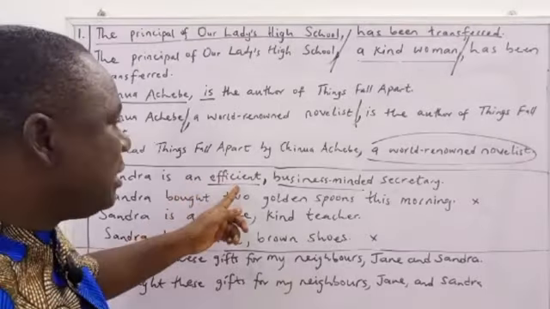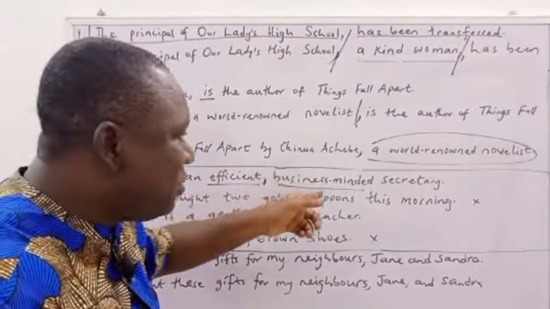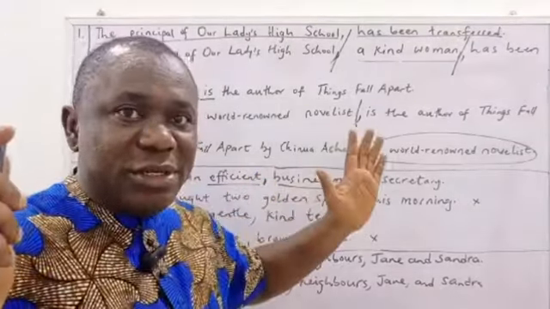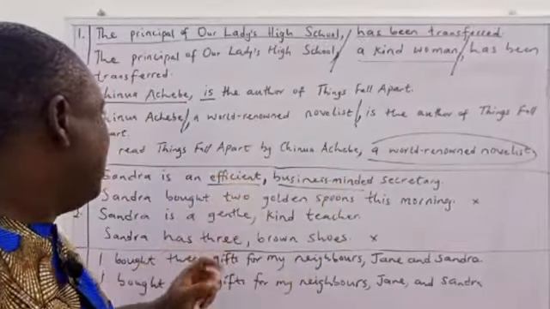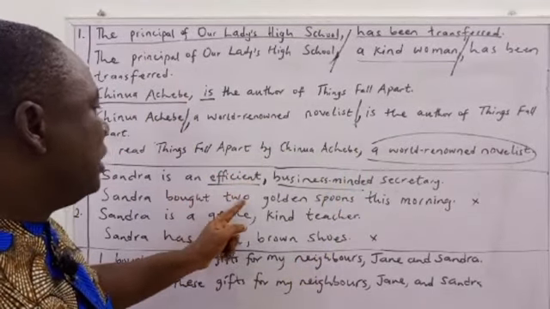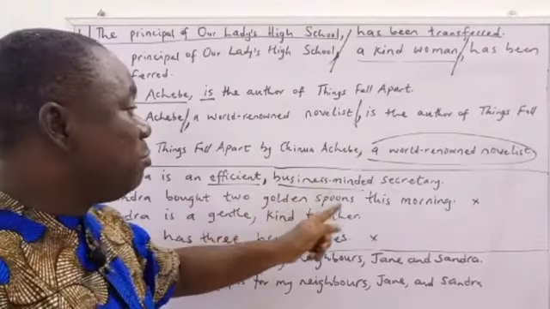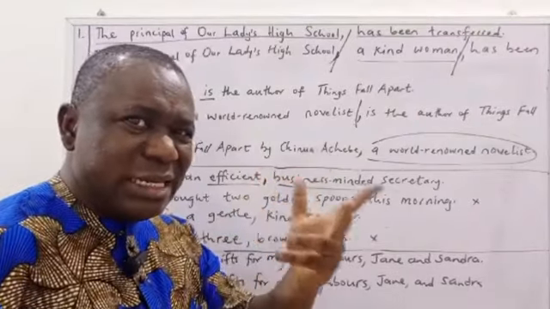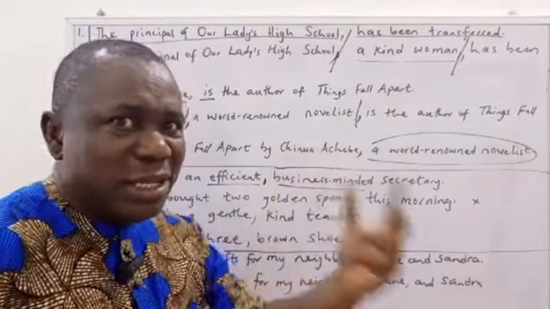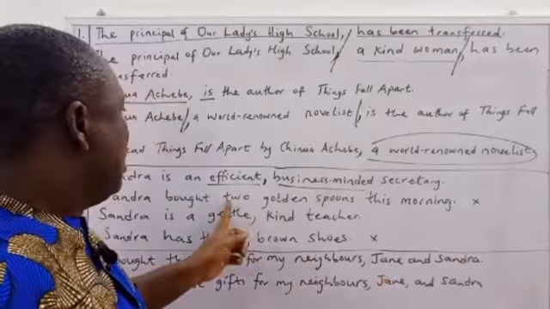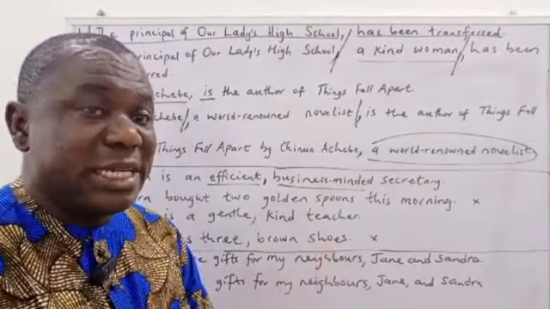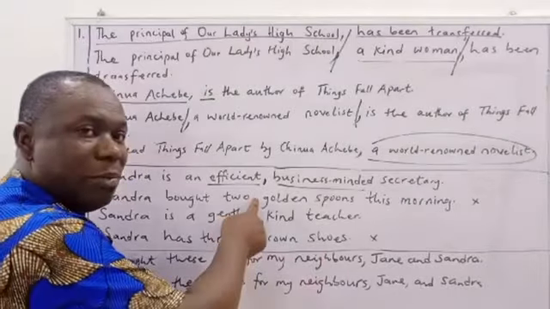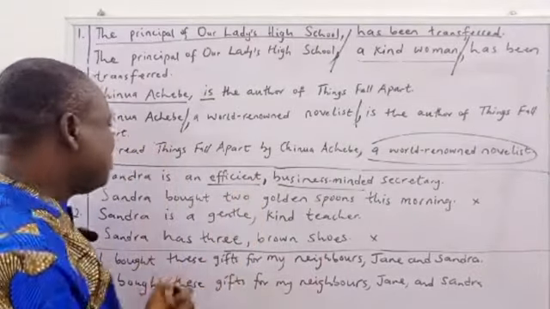Sandra is an efficient and business-minded secretary. Does that make sense? Yes. Now let's try it here. Sandra bought 2 and golden spoons this morning. 2 and golden spoons. That does not make sense. So it means these are not coordinate adjectives. And because they are not coordinate adjectives, you don't use a comma between them.